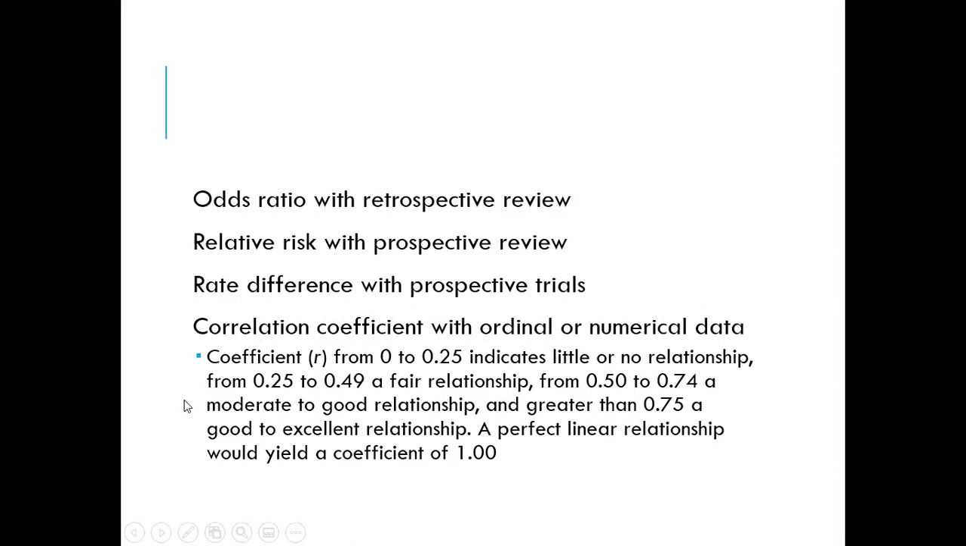0.25 to 0.49 has a fair relationship. 0.50 to 0.74 a moderate to good relationship, and greater than 0.75 has excellent relationship, whereas a perfect linear relationship would be when the coefficient of correlation yields 1.00.